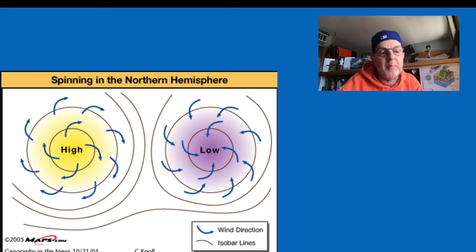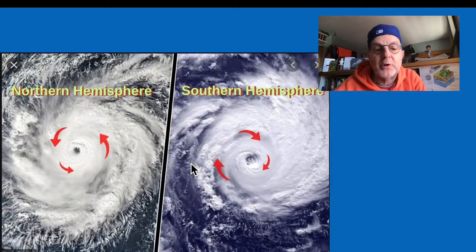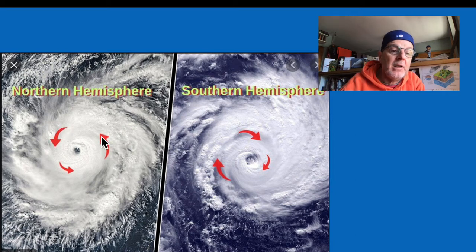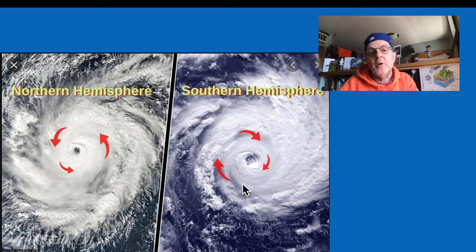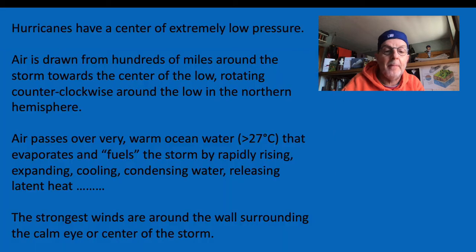Clockwise movement, remember, leaving a high, and for a hurricane, counterclockwise around this zone of extremely low pressure. Again, counterclockwise in the northern hemisphere, and then if we drop down into the southern hemisphere, we would have a cyclone spinning clockwise around a center of a low.